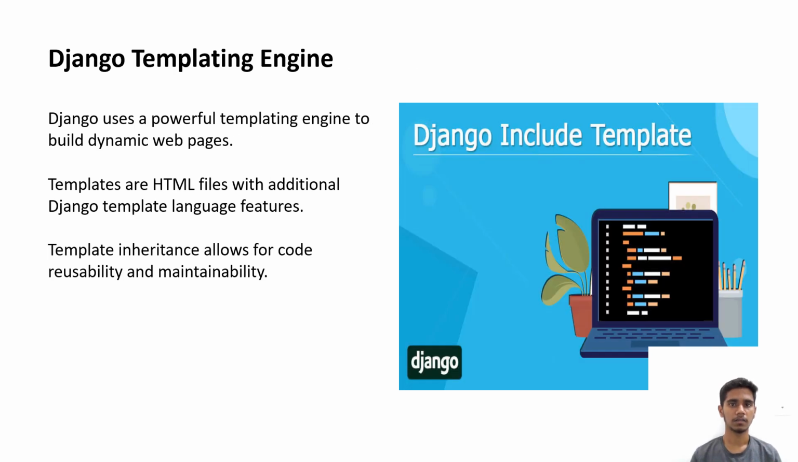Django Templating Engine. Django uses a powerful templating engine to build dynamic web pages. Templates are HTML files with additional Django template language features. Template inheritance allows for code reusability and maintainability.